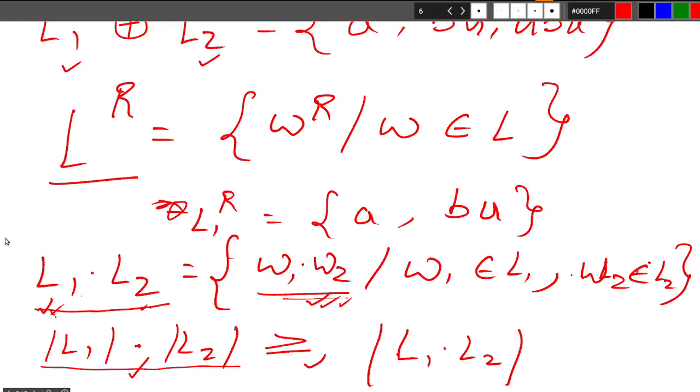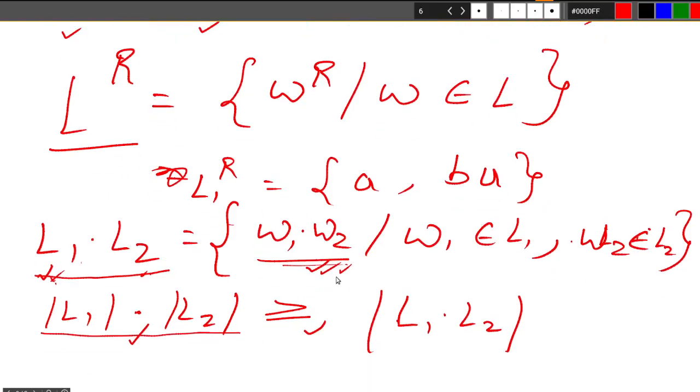Actually, this was the concatenation of two languages, right? Now, as we have seen the power of strings, similarly we can see the power of languages also.